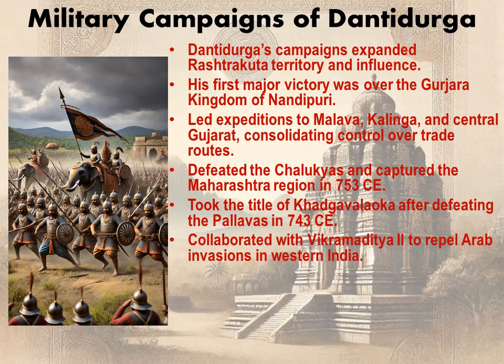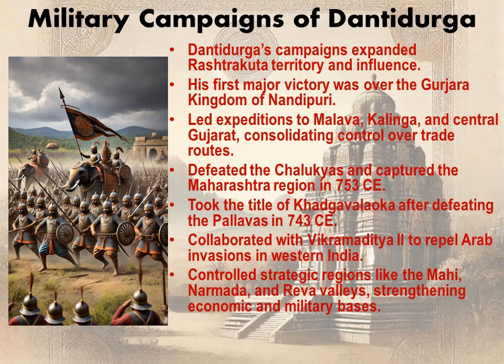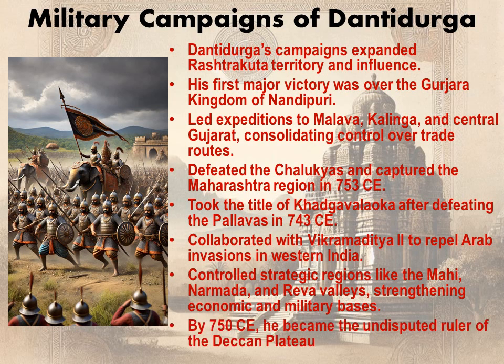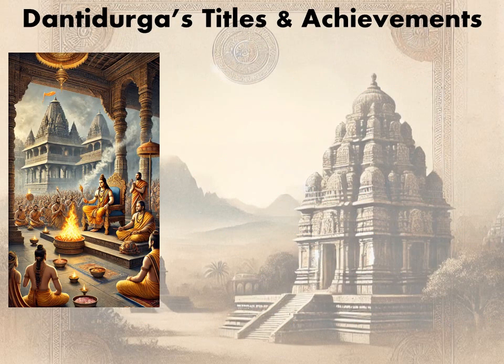Collaborated with Vikramaditya II to repel Arab invasions in western India. Controlled strategic regions like the Mahi, Narmada, and Reva valleys, strengthening economic and military bases. By 750 CE, he became the undisputed ruler of the Deccan Plateau.